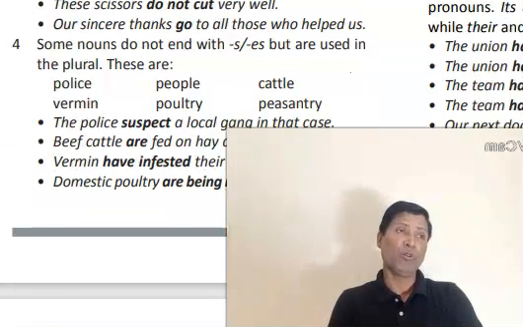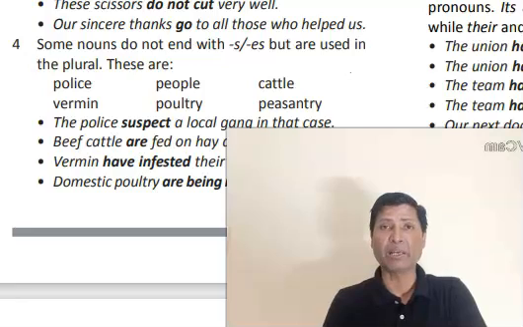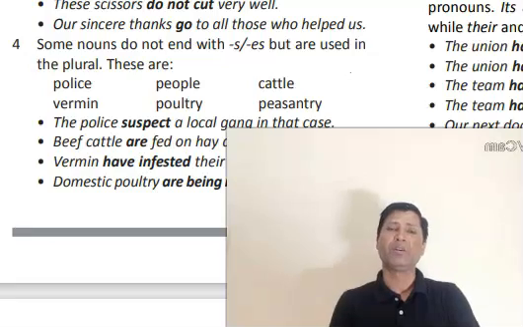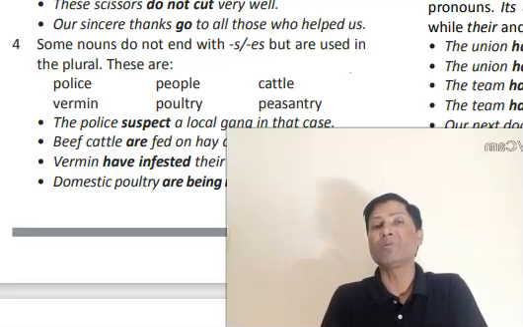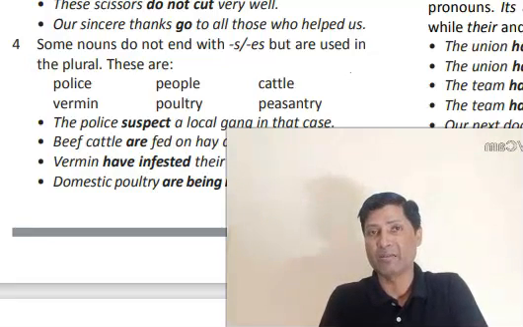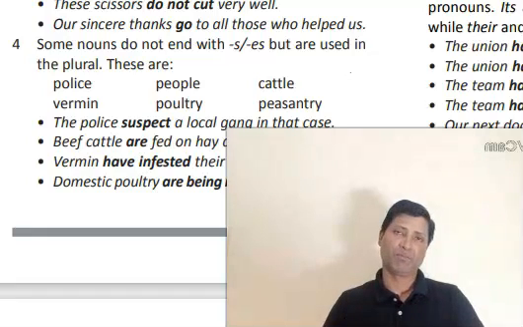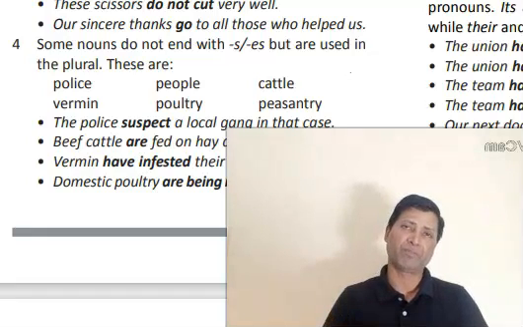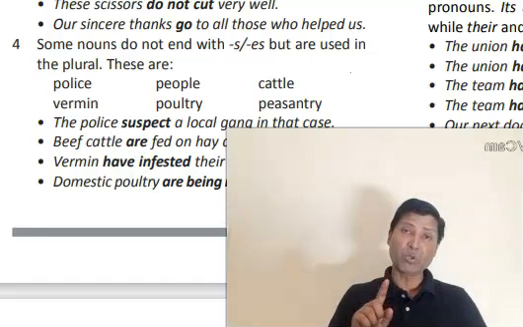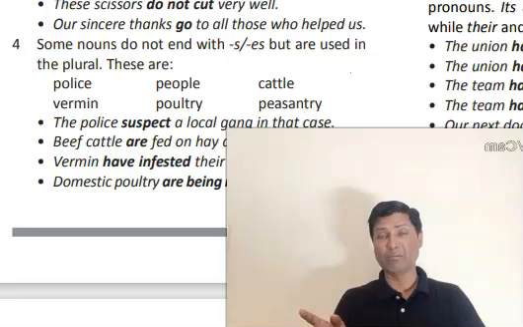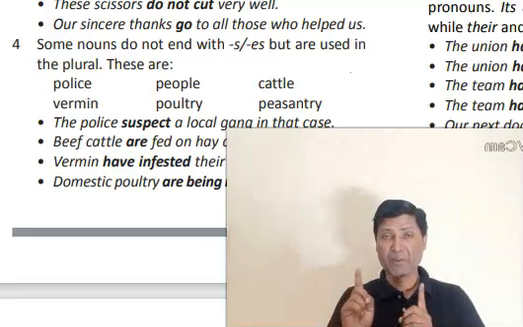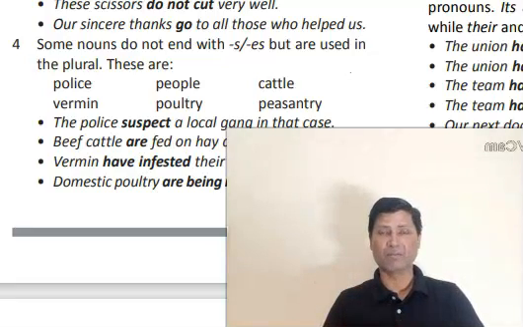In rule number 4, the nouns that are given, police, people, cattle, vermin, poultry, peasantry, these nouns are not ending with S or ES. They are without S or ES. But they are used in plural. So there are some nouns which are used in plural even if they do not end with S or ES.